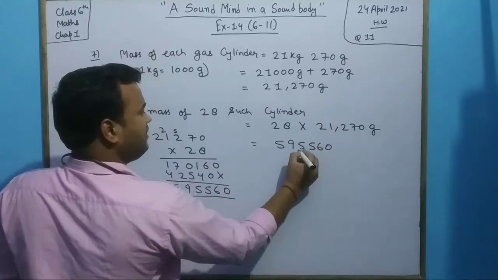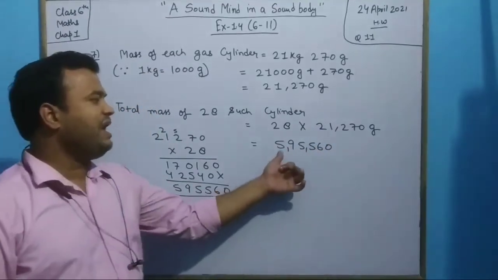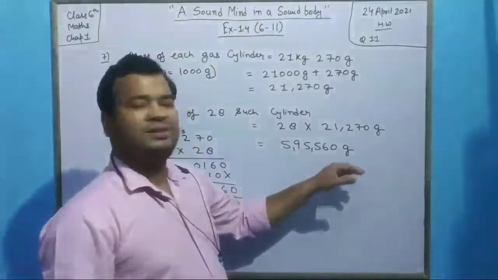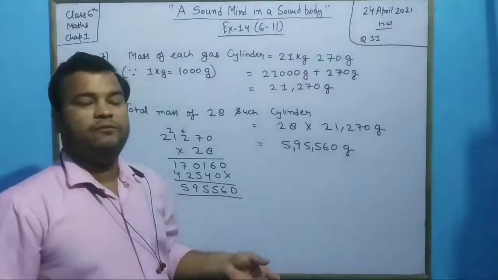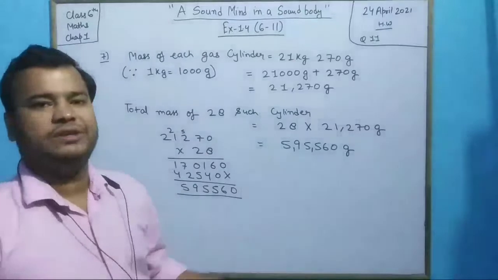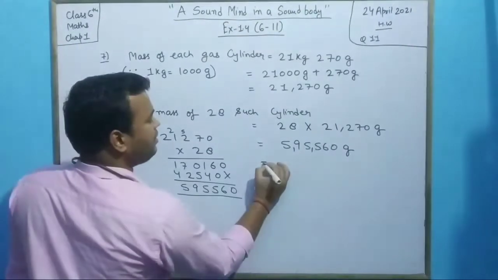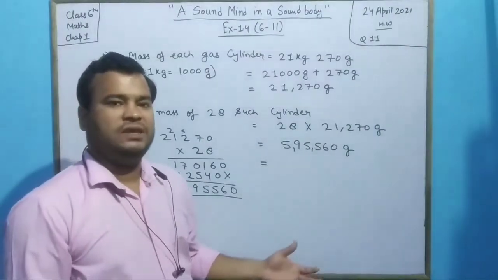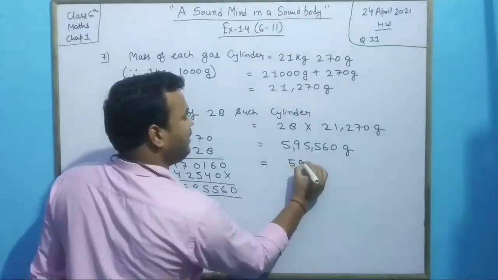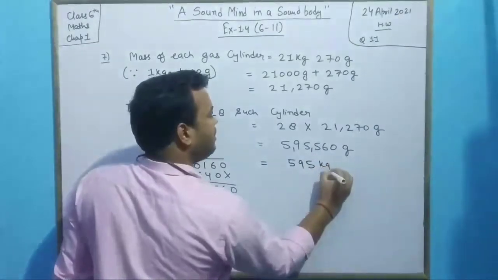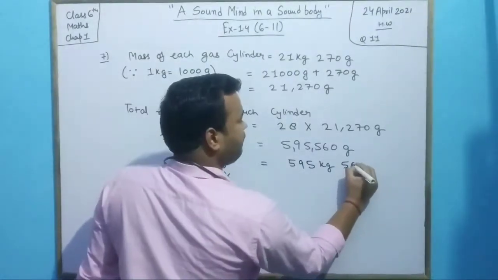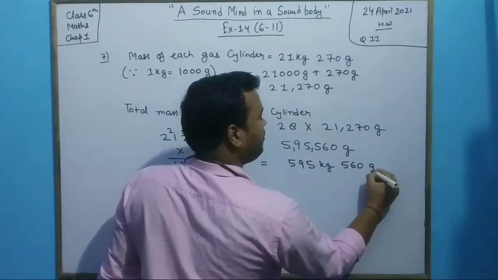Let us see what this is. It is 5,95,560 grams. Now to convert this gram into kg, what we need to do? We need to divide this gram by 1000. So what will be the quotient of this? It will be in kg. When you divide, you will see that 595 will be in the quotient and 560 will be in the remainder, so it will be in grams.